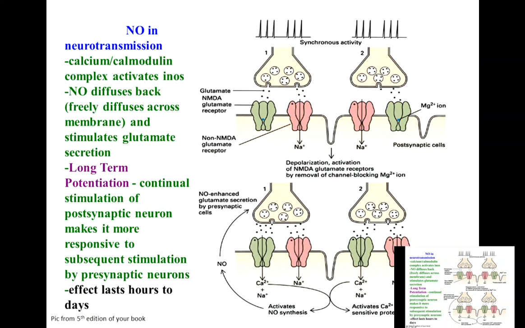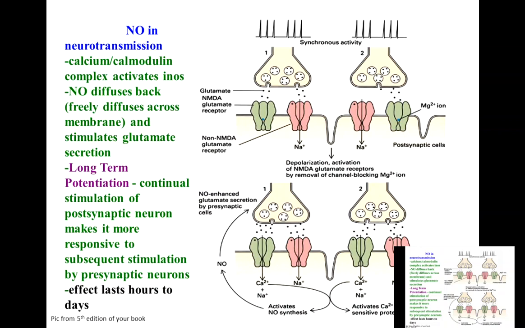If you get continued depolarization in the postsynaptic cell, it reaches a certain threshold, and that threshold will eventually knock off the magnesium ion. Now that the magnesium ion is gone, both the NMDA receptor and the non-NMDA receptor now both respond to glutamate, and they open up. And in the NMDA receptor, when it opens up, it'll conduct calcium and sodium.